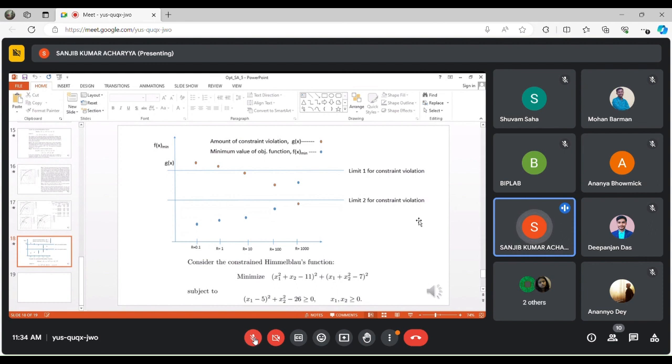For different values of R, the blue point represents the value of the objective function, and the orange color point represents the amount of violation. For R equal to 1, your problem is to get the minimum value of some objective function. So look, for R equal to 1, your solution represents the value of the objective function and the value of constraint violation. And what is the observation? That constraint violation is very high, but the objective function is the best, very low. Am I right? Yes, sir.